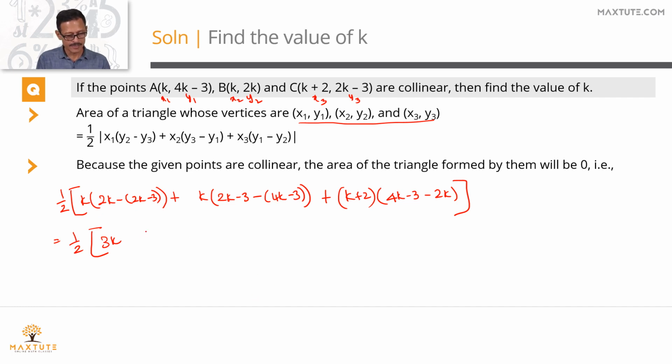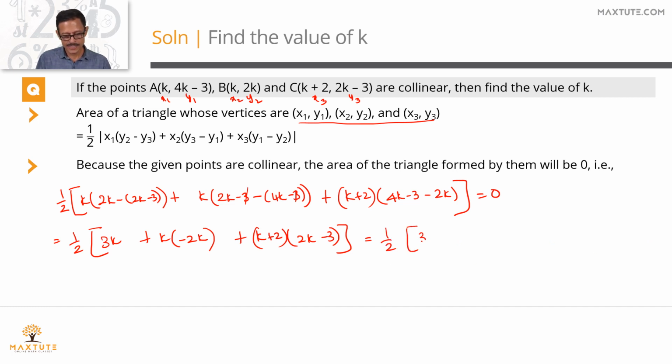2k minus 4k, let's write this k, will leave us with a minus 2k. 3 minus of minus 3, these two will get cancelled, so we don't need to bother. Plus k plus 2 into, what do we have here? 4k minus 2k will leave us with 2k minus 3. Let's expand this. This entire thing is equal to 0. We'll equate it to 0 in the next step.